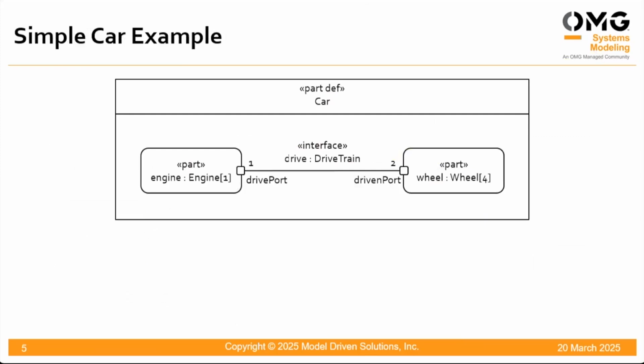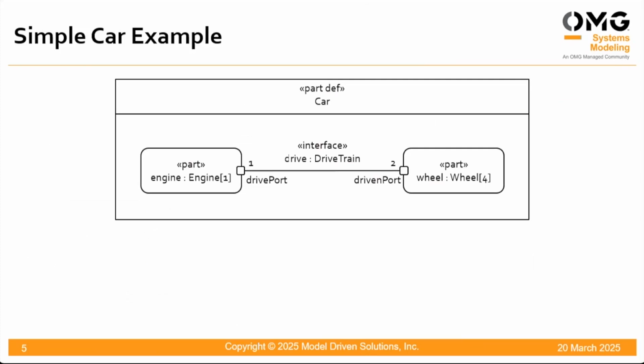So I'm going to keep this simple. We just have here a car, a part definition for a car. You notice this looks like a stereotype. You may have noticed that in the earlier SysML v2 notation. It is not a stereotype, it is a keyword that identifies the kind of thing this is. This is a definition of a part. Inside this, it has two subparts: one engine, 4 wheels, and then an interface.